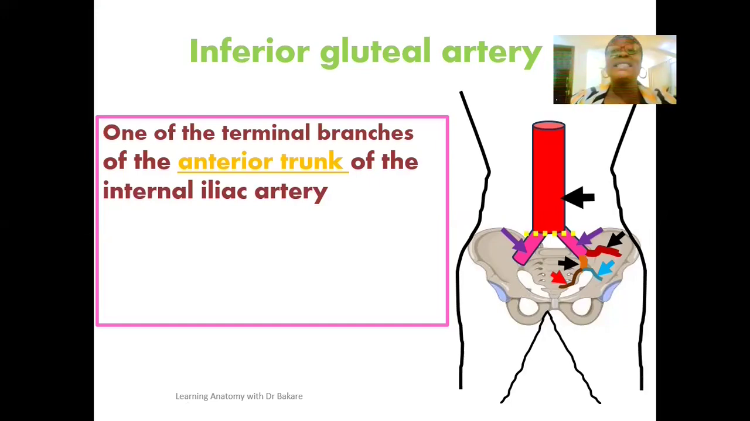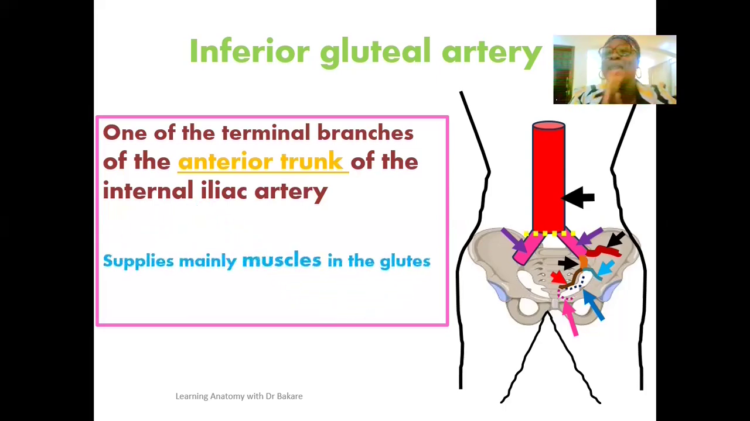The anterior trunk is seen to give off a number of branches before finally terminating into the internal pudendal artery, highlighted here in pink, and also the inferior gluteal artery, highlighted here in blue. So you see that the anterior trunk of the internal iliac artery gives off a number of branches, and is then finally seen to terminate into the internal pudendal artery and also the inferior gluteal artery. In this lecture, we'll be focusing on the inferior gluteal artery. This artery is seen to supply mainly muscles located around the gluteal region.